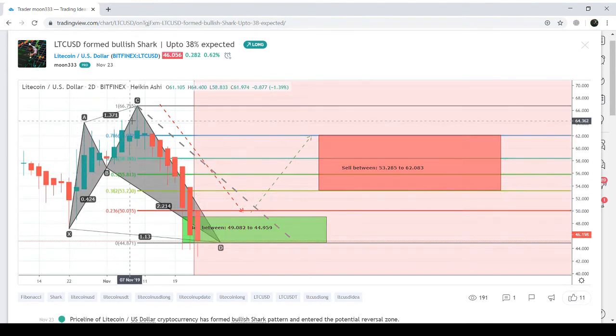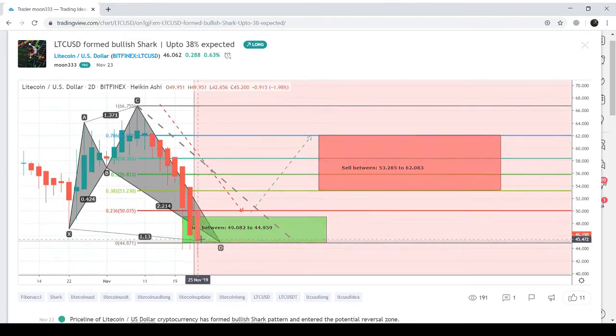And the B to C leg of this shark pattern should be between 1.13 up to 1.618 Fibonacci. And here we can see the C leg is retraced up to 1.371 Fibonacci. And the C to D leg of the shark should be between 0.886 up to 1.13 Fibonacci. And here we can see the price action is retraced up to 1.13 Fibonacci.